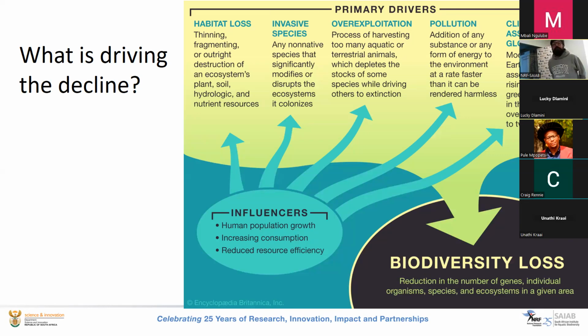And what drives this decline? Probably humans as the starting off point: population growth, increased consumption, reduced resource efficiency. So we are driving habitat loss. We are instigating invasive species that get into new areas. Overexploitation, think of deforestation and overfishing. Pollution is a major one. And then climate change and its associated global warming. All of these factors lead to biodiversity loss at the genetic level, organismal level, and at the ecosystem level.